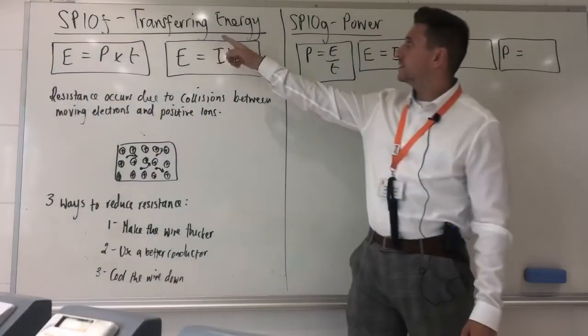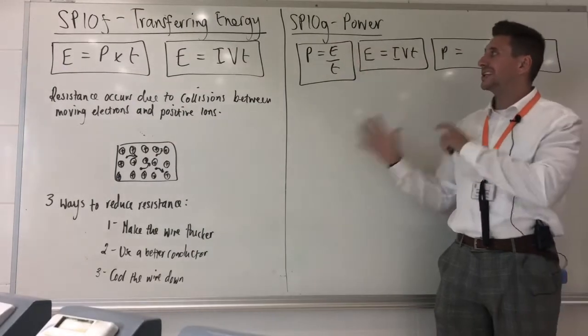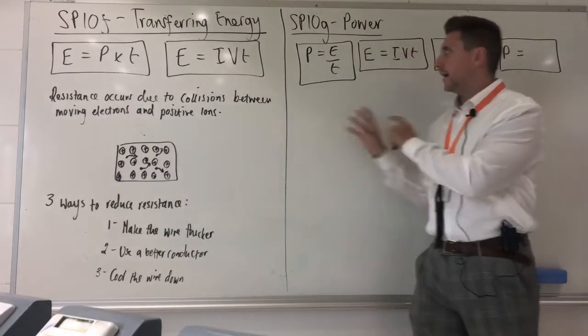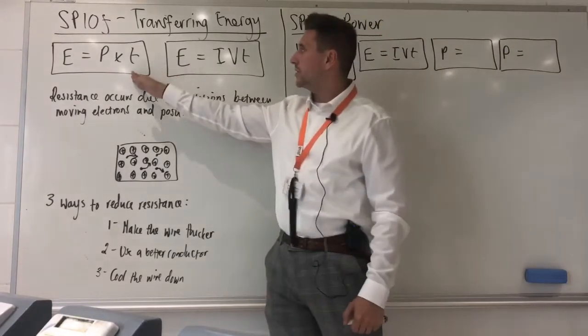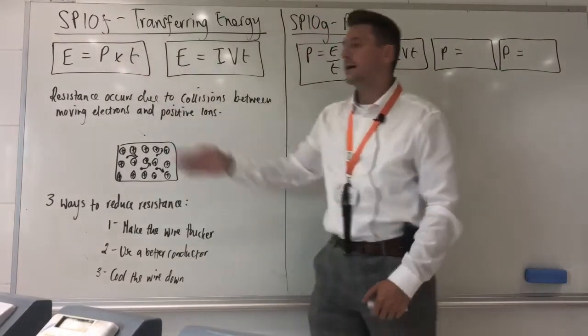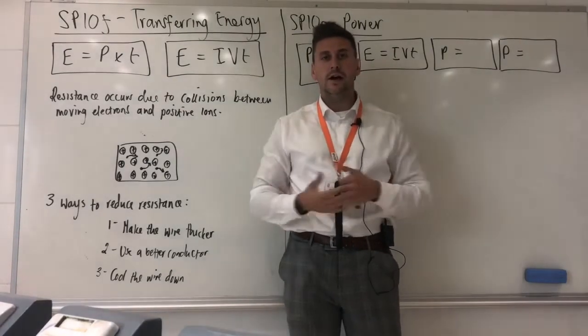So we're going to have a look at 10F transferring energy and go straight on to 10G power, because they actually work quite well together, and there's only a little bit on both. So first of all, looking at the equations, energy equals power times time. We already did that in paper 1. We've done it in chapter 8 as well on work and power.